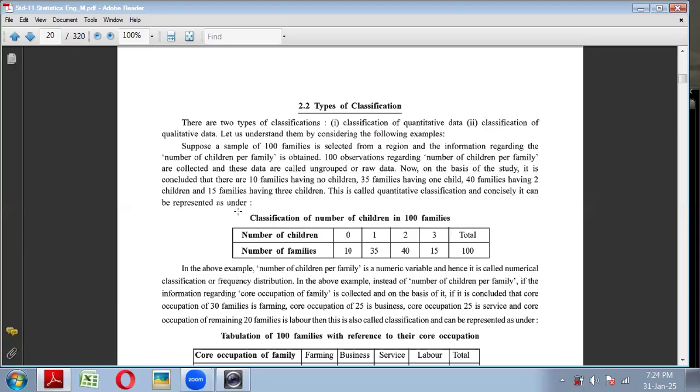Here one data set is given: the number of children in 100 families. One survey is done, where a sample of 100 families is selected from a region and information regarding the number of children per family is obtained. Basically a survey is done of 100 families on how many children they have. Here the number of children is written 0, 1, 2, 3, and the number of families.